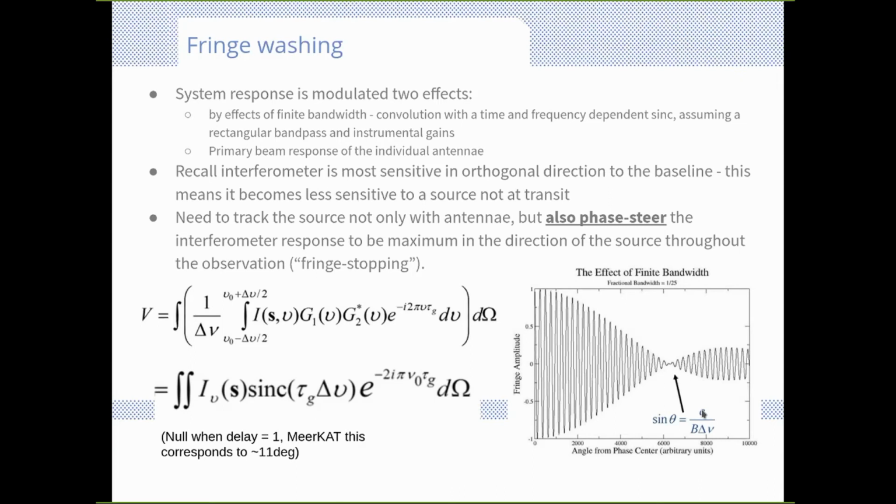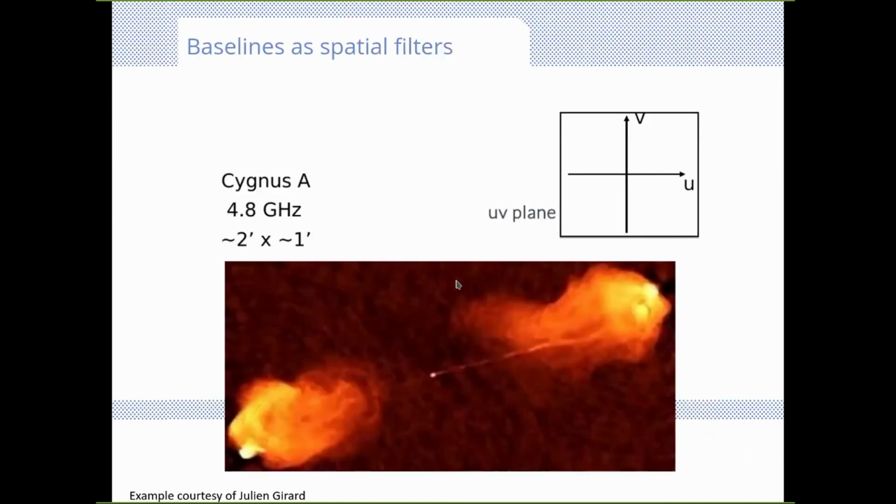And for MeerKAT, as I said, it depends on the channelization that you pick. If you pick 208 kilohertz, the wideband L-band channelization for instance, then the first null of this sinc function that you get from this average in frequency is going to be at about 11 degrees. So this makes the interferometer sensitive to a very small portion on the sky. Now into some examples, now that we know what the interferometer measures.